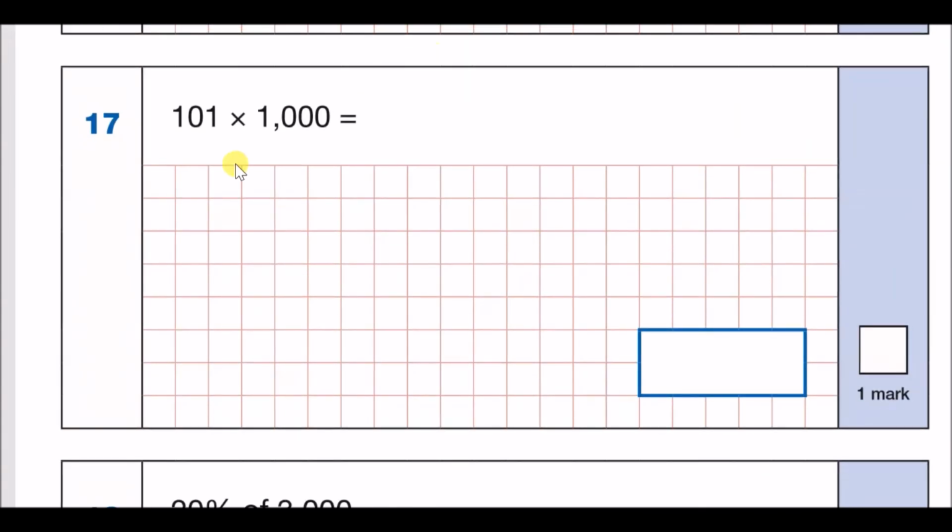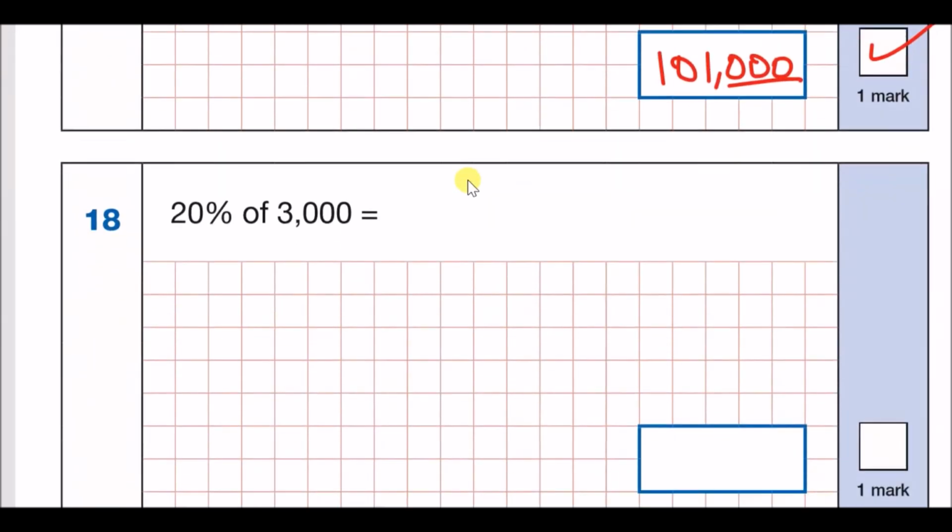Question 17. 101 times 1,000. Now, if you remember previously the other question, we had a decimal place. When you have whole numbers and you're multiplying by stuff like 10, hundreds, thousands, we just stick the number of zeros in front of the number. So 101 times 1,000, which has 3 zeros, would be the same number with 3 zeros. And that's it. Done.